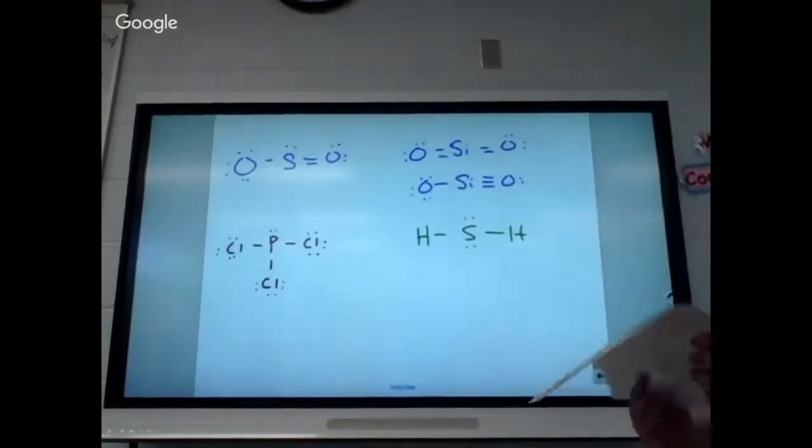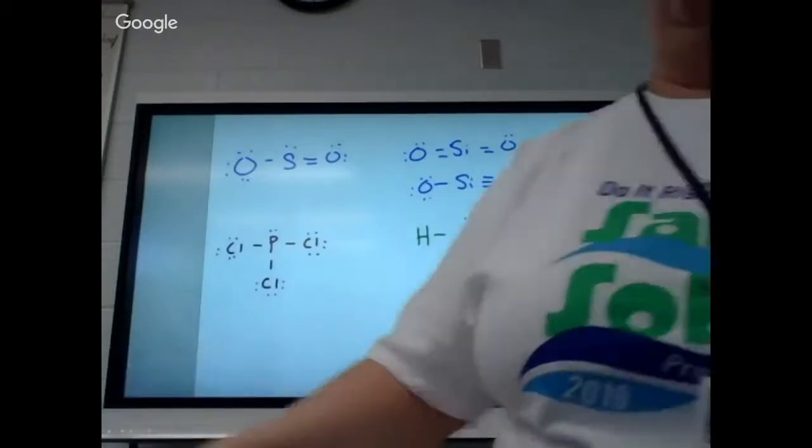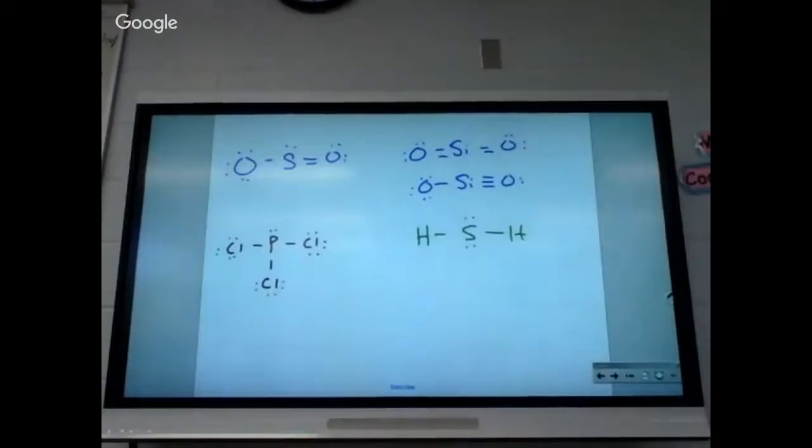Some of them, the elements going around, don't have 8. The only ones that we've learned that don't have 8 are hydrogen and boron. So like this H won't have 8. That's an exception. So everything else has to have 8. Boron the same way. Boron will only have 6. Those are the only 2 exceptions I told you had to know.